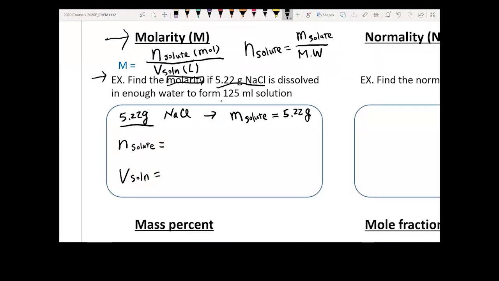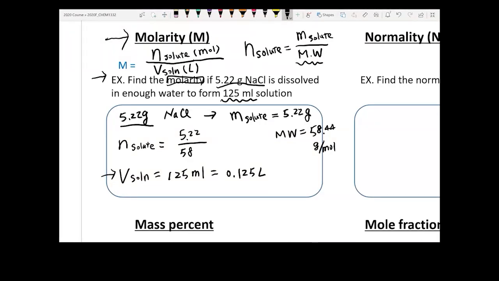When you read this one, you know you have 125 mL of solution, right? So your V solution is 125 mL, or 0.125 liters. To calculate the number of moles of your solute, you need the molecular weight. The molecular weight of sodium chloride is 58.44 grams per mole. So what you do is 5.22 divided by 58.44. That will give you the number of moles of your solute.